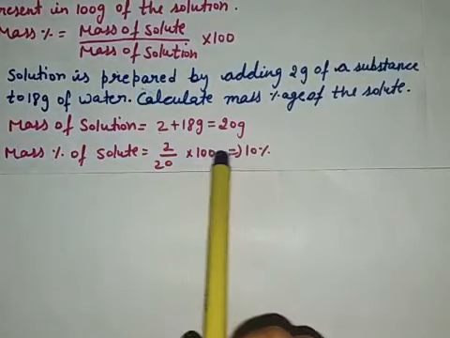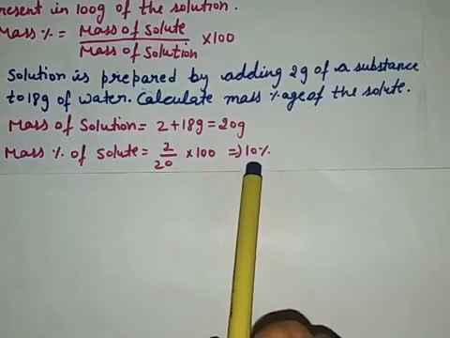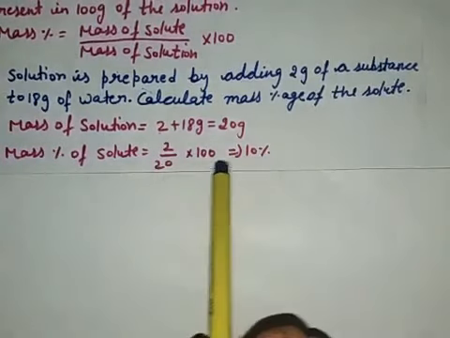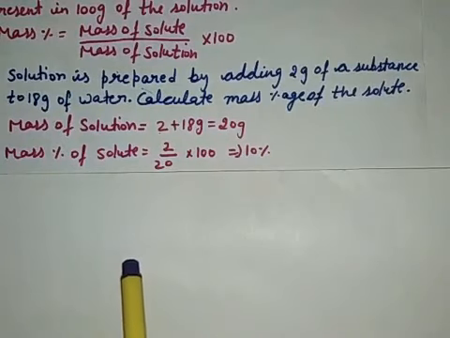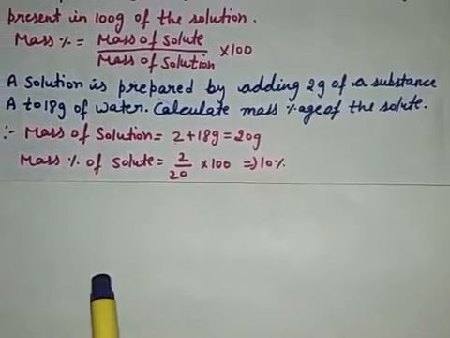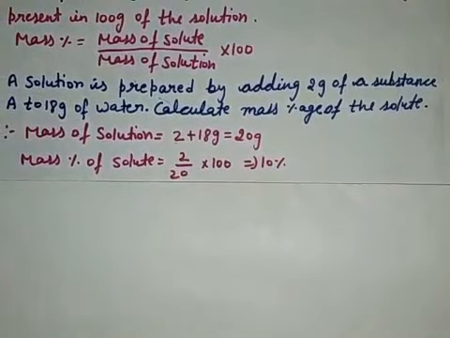When you solve this, it comes equal to 10. That means the mass percentage of solute is 10%. By this method, you can find out concentration. So mass percentage is also one of the methods by which you can find out the concentration of a solution.